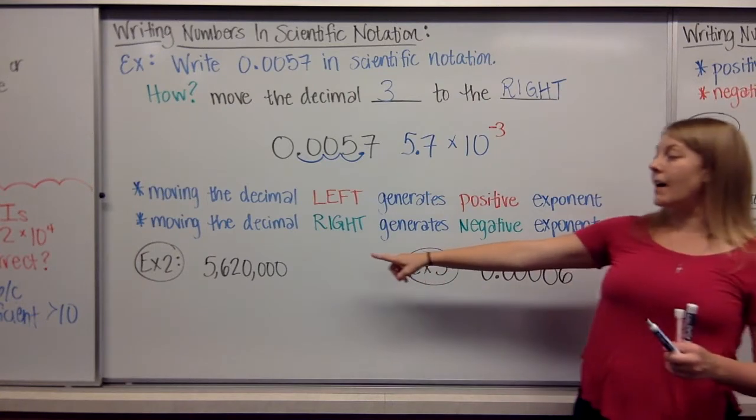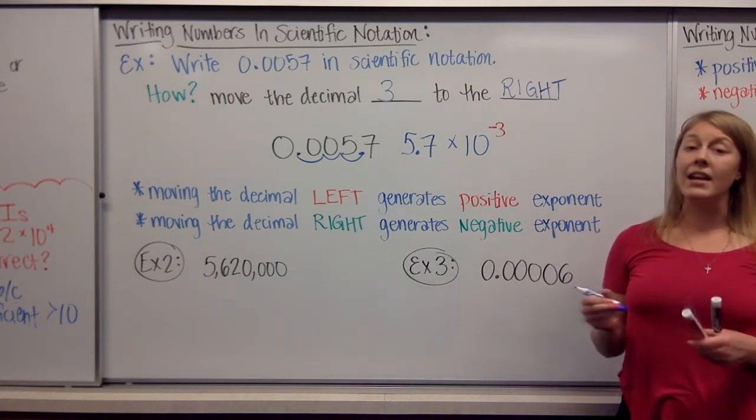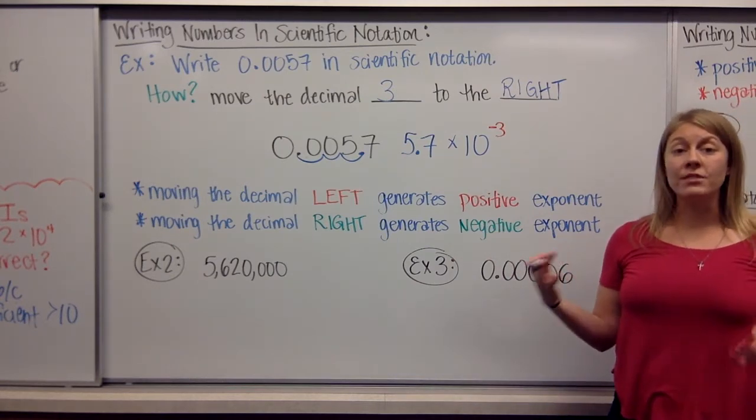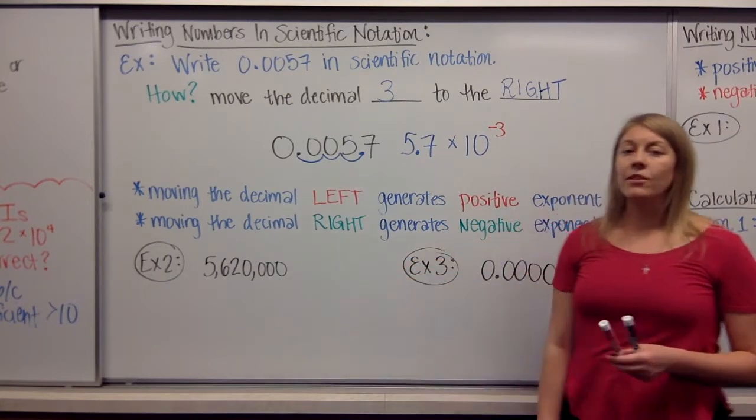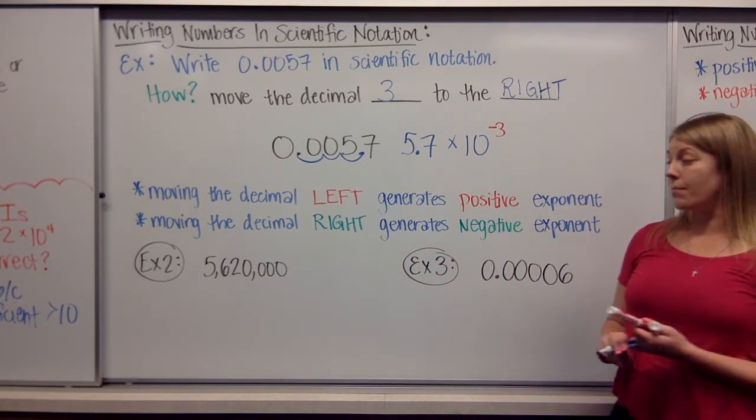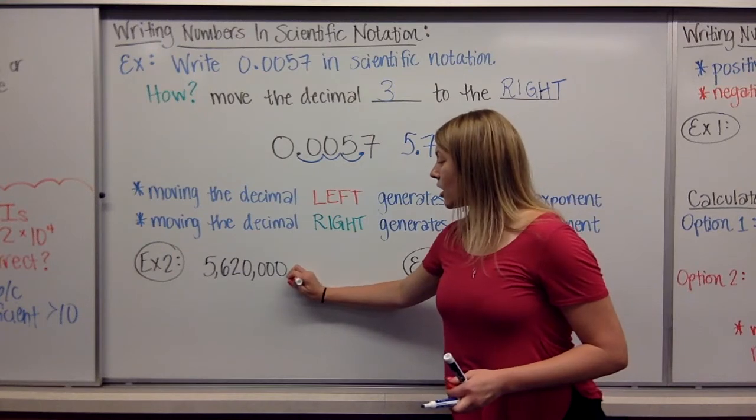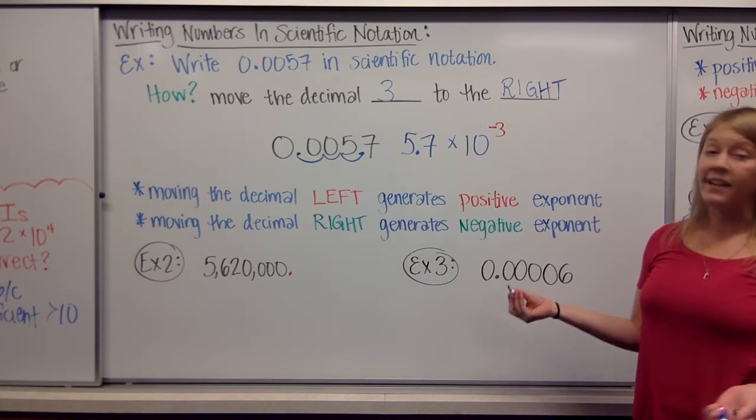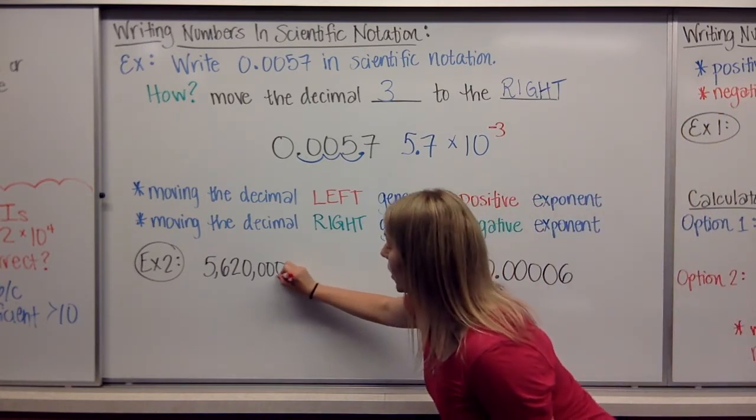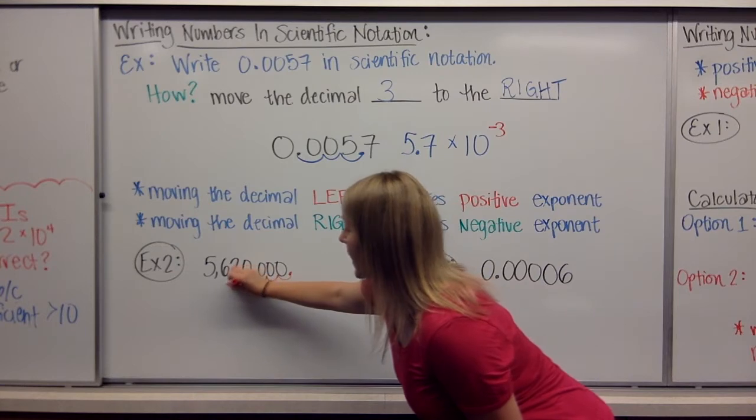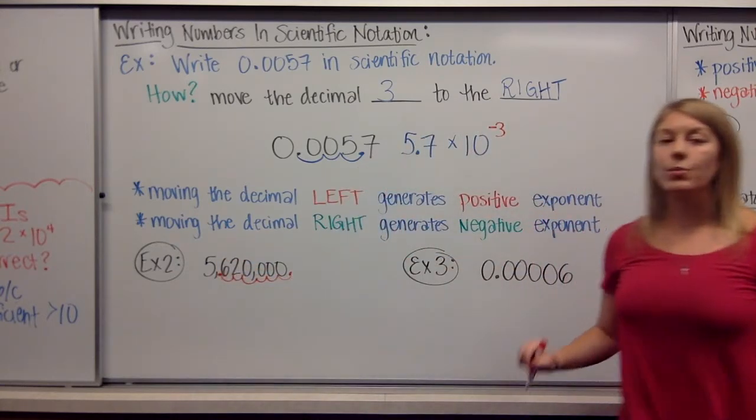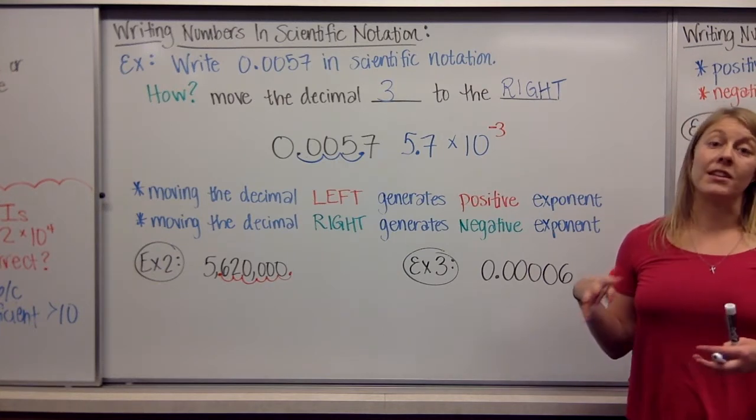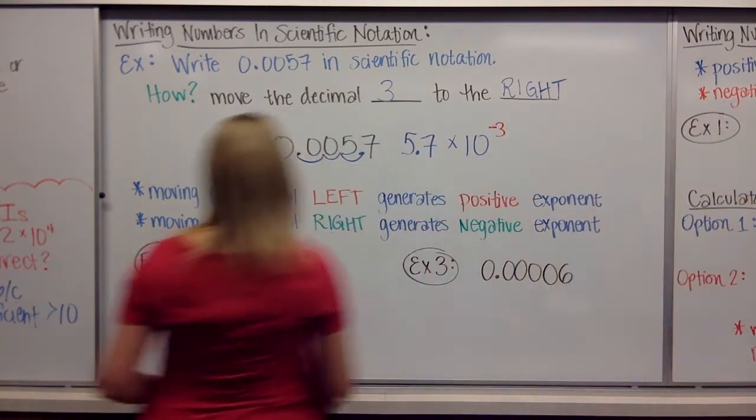In my example over here, I have 5,620,000, okay? Now notice that there's no decimal. If there's no decimal that you can see, the decimal is implied to be at the very end of the number. So even though you can't see it, our implied decimal is right there at the end of the number. So how many places am I going to move the decimal in which direction? I'm going to move it 1, 2, 3, 4, 5, 6 places until it's between the 5 and the 6. Why does it need to be between the 5 and the 6? Because my coefficient needs to be between 1 and 10.